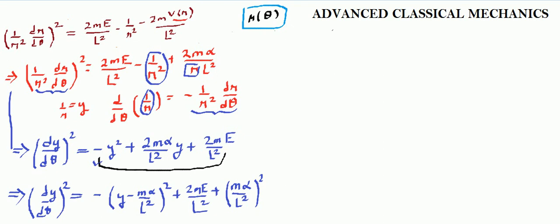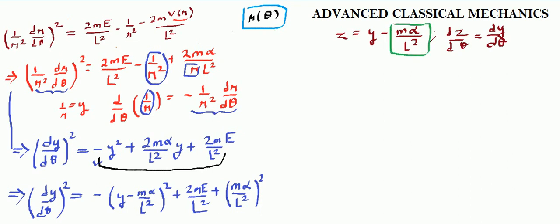Trick again: the equation looks big, so make one more substitution. Say z equals y minus m alpha divided by L square. If you make another substitution, what happens now? dz divided by d theta will be equal to dy divided by d theta. Why? Because when you take the derivative with respect to theta, remember that this part is a constant, so that will become 0.